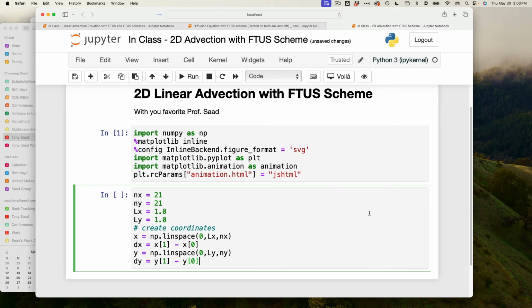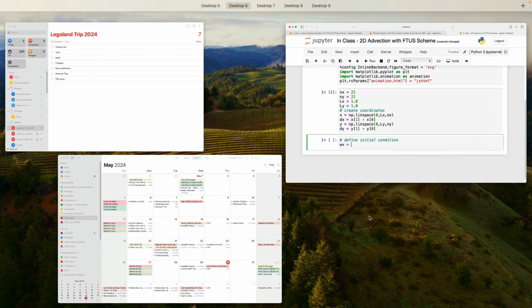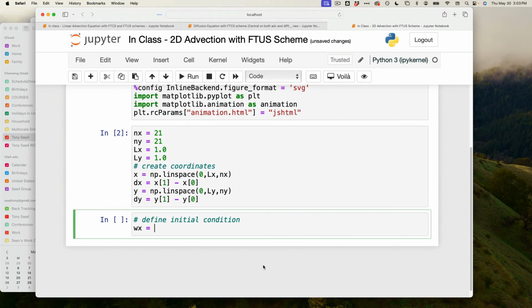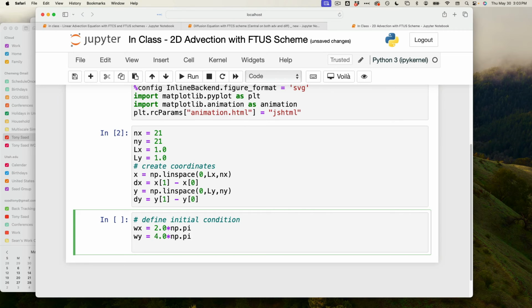I want to start by plotting the initial condition. So define the initial condition. We said our initial condition was sine(omega_x x) times sine(omega_y y). So omega_x is 2 pi and omega_y is 4 pi, let's say. Then my initial condition is lambda x, y: np.sin(omega_x times x) times np.sin(omega_y times y).